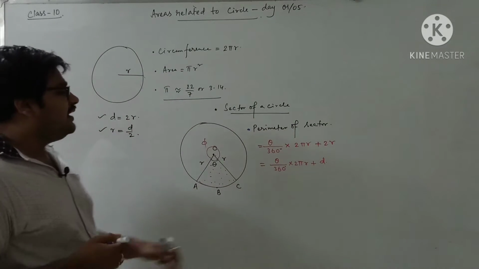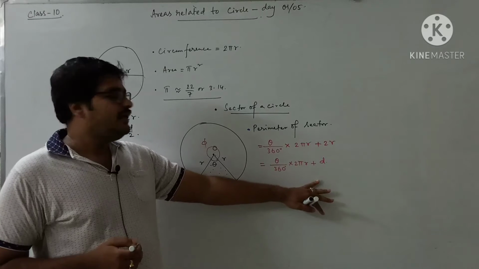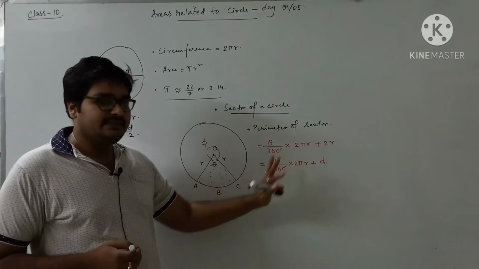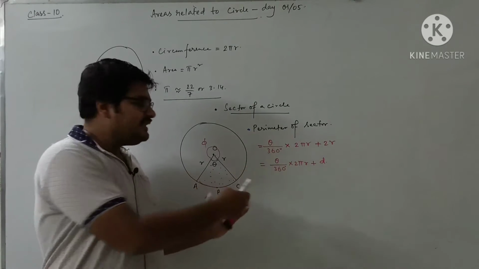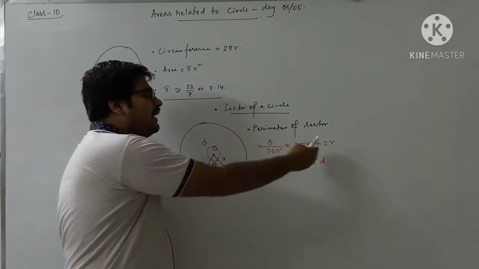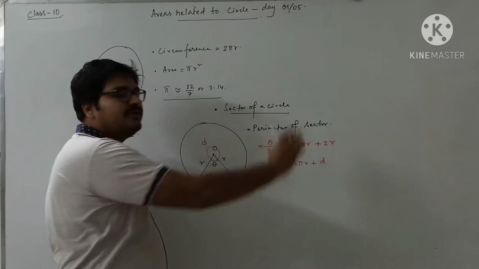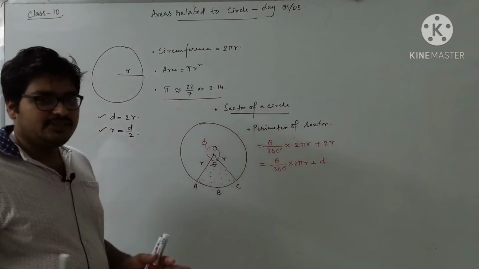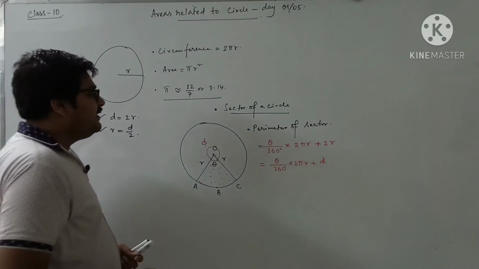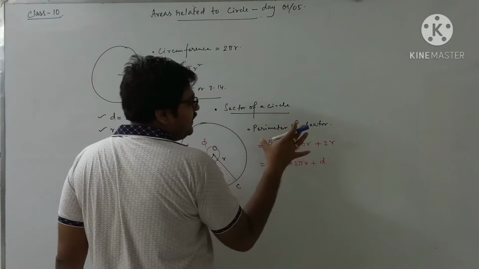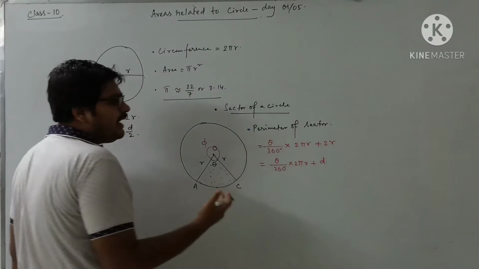So I got the formula. It is actually the mother formula to find the perimeter of the sector. You can change it by cancelling 2, or instead of writing diameter, you can write the radius. No problem, twice the radius you can write. So I got the main formula to find the perimeter of a sector. So let's see how to apply this one.